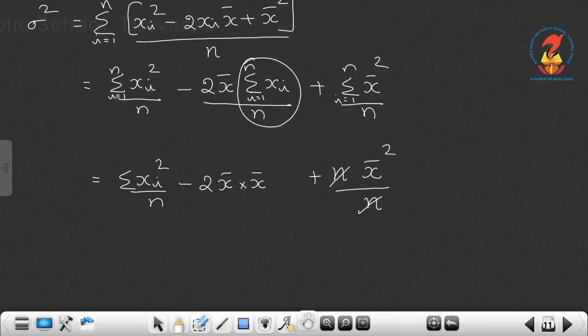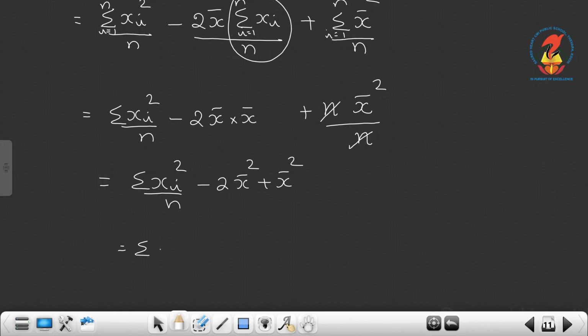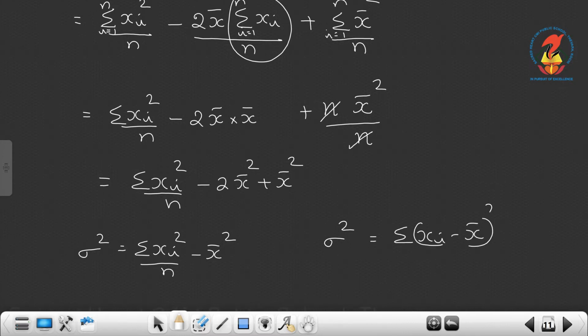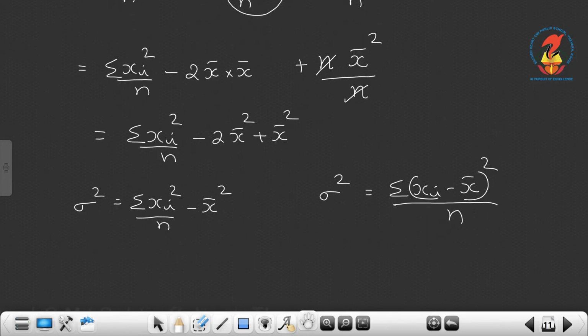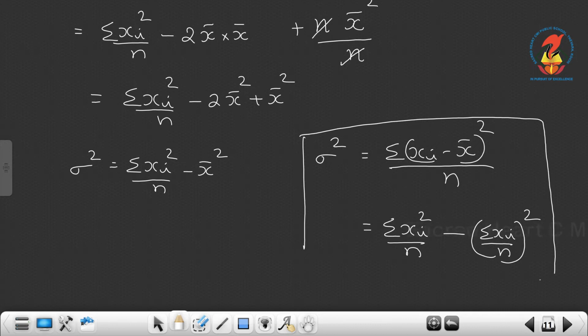So, the next step: sigma xi square by n minus 2x bar square plus x bar square. So what we get? Sigma xi square by n minus x bar square. This is another formula. Sigma square is actually sigma xi minus x bar whole square by n. This is the formula. When we expand, we get another expression: sigma xi square by n minus x bar square, and x bar is same as sigma xi by n, whole square.